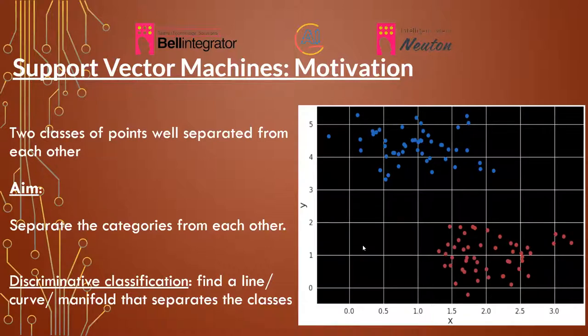Now, my aim is very simple. I want to separate the two categories from each other. And this is called discriminative classification. I want to find a line, a curve, a manifold, a hyperplane, whatever you'd like to call it, to separate the two classes. Tell me in the chat box, what could I do? What can I do to separate the two classes?